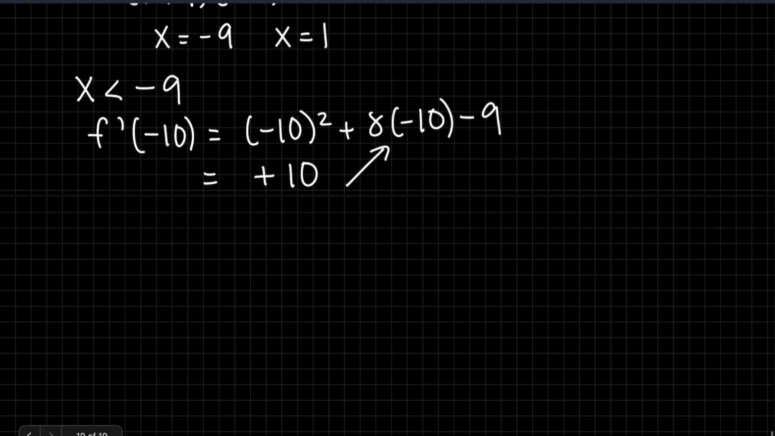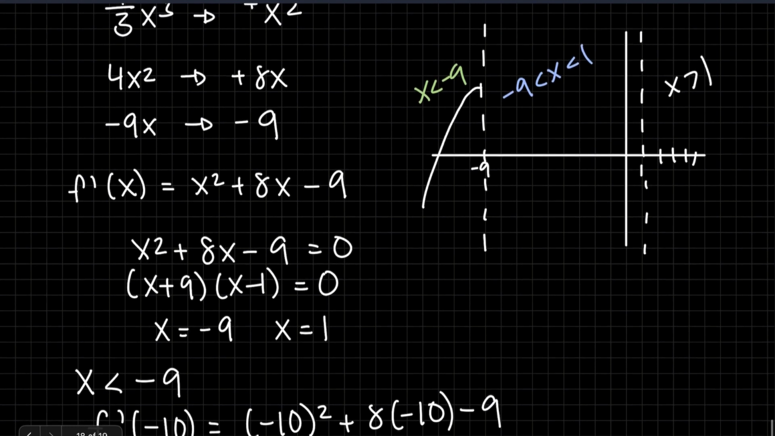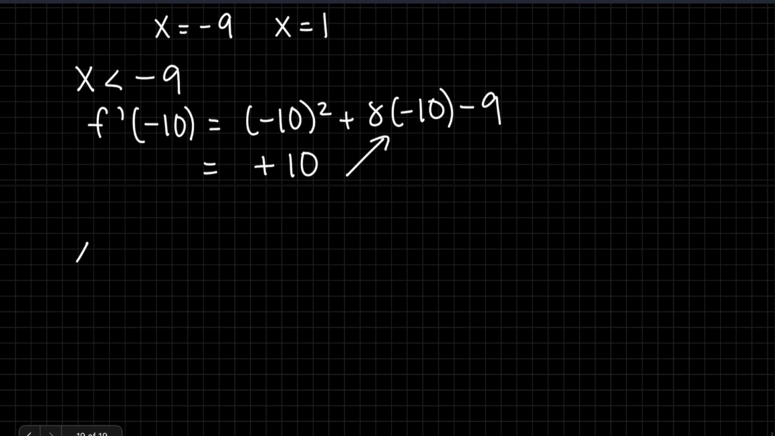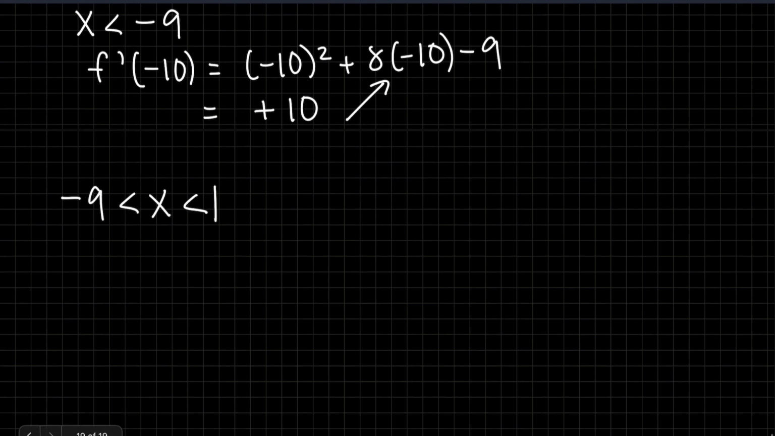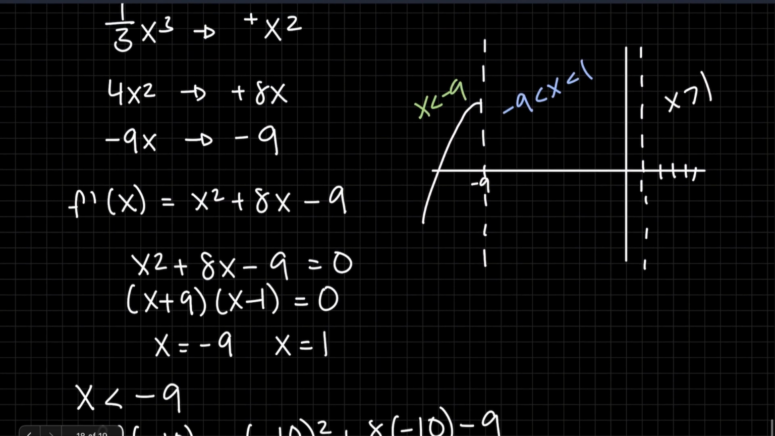Then I'm going to go into my second region, where x is between -9 and 1. So I'm going to choose x to be 0. Once I plug that into my derivative, I have 0 squared plus 8 times 0 minus 9, which just gives me -9. Therefore, my tangent line is going to go down in this region. So like this.